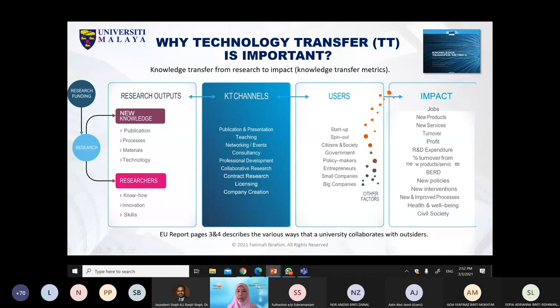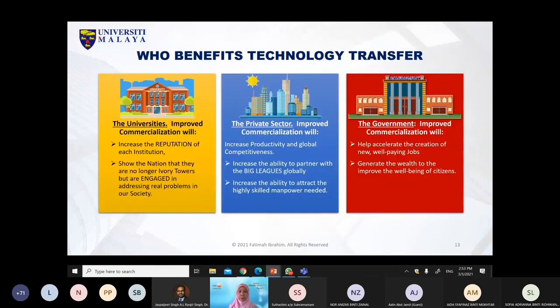And the impact is job creation, new products coming out, new services, the turnover, the profit, the R&D expenditure, the percentage of turnover from new products and services, new policy coming out, new interventions, new improved processes, health and well-being for civil society. So that is how the Europeans measure the knowledge transfer metrics.